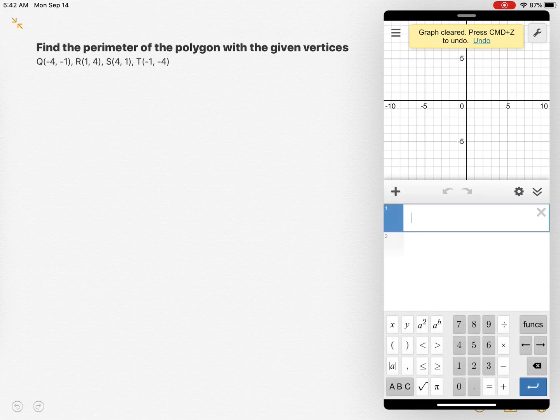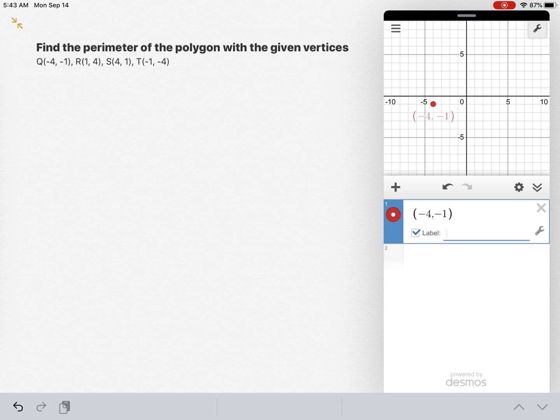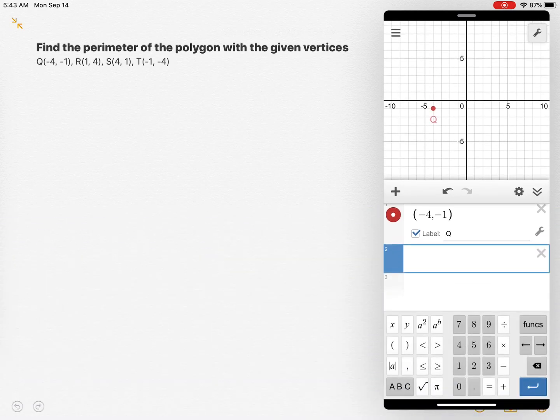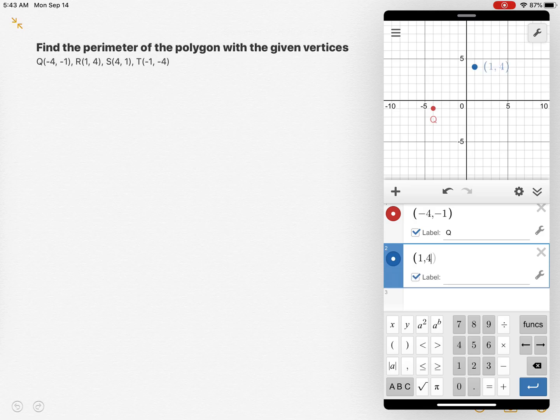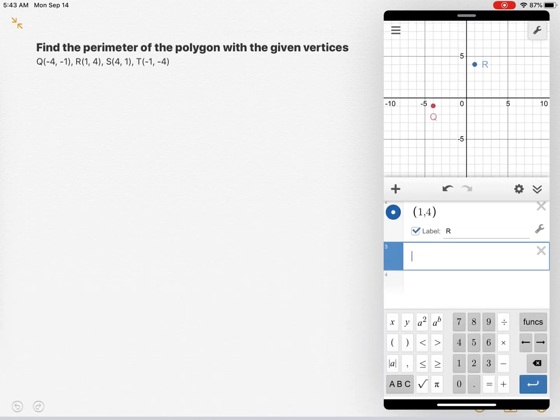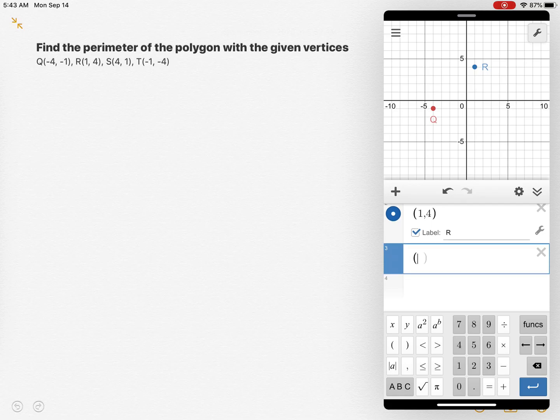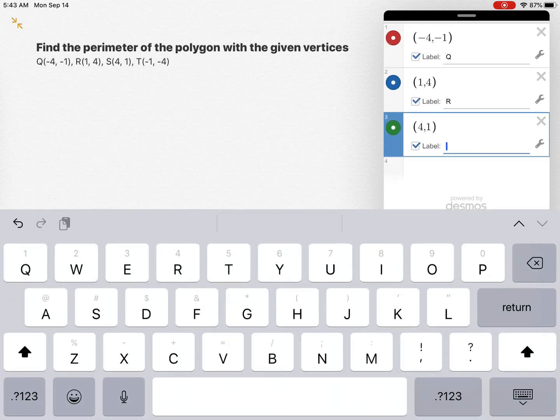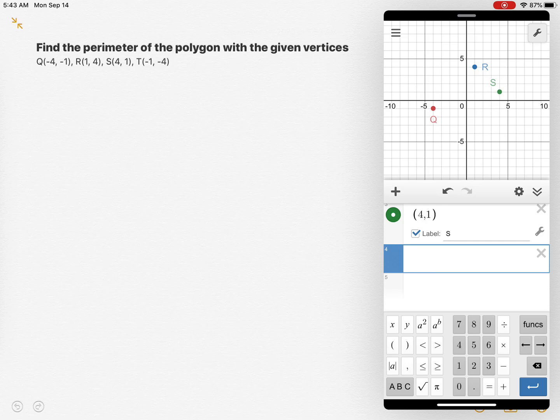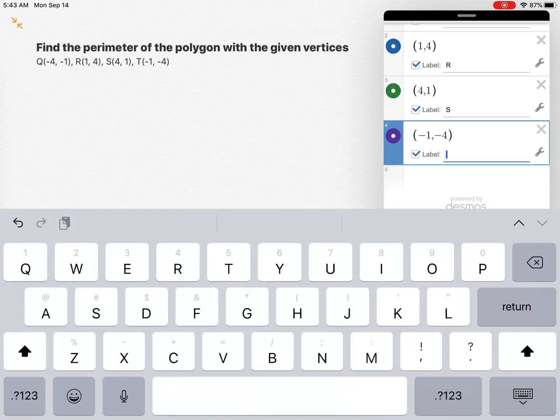This time our polygon has 4 vertices, so let's start by putting all those in Desmos. Negative 4, negative 1, which if we want to label that, that is Q. Keep going. R is 1, 4. Again, you don't have to label, I just think it makes things a little easier to see. S is 4, 1. And last but not least, we have negative 1, negative 4, and that is T.